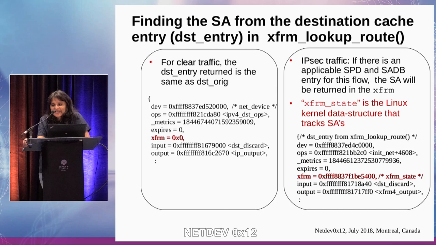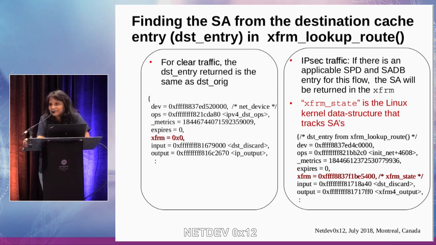So the dest entry has a pointer called XFRM, which actually points to the security association. There was no policy which applied, so the XFRM is null. And the dest entry is telling me the next function that should handle this is IP output. So basically, this is clear. You can give it to IP and let it do its thing and send this packet out.